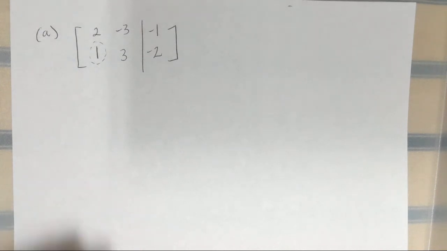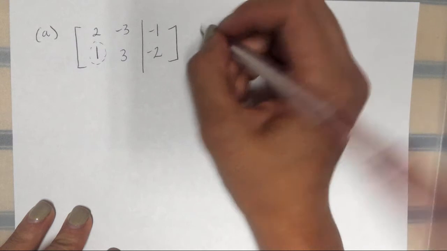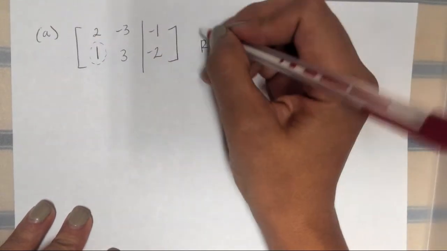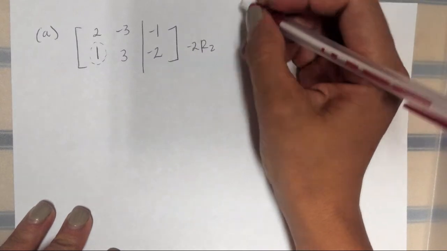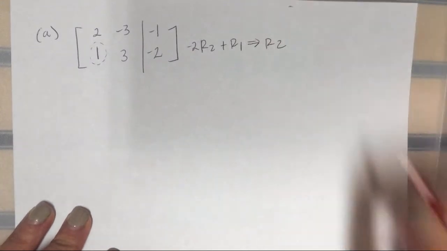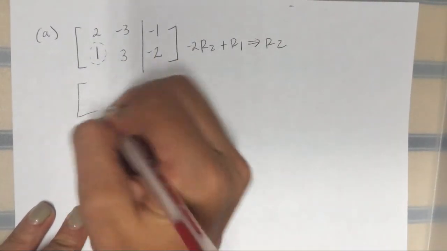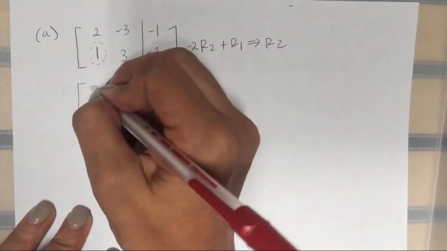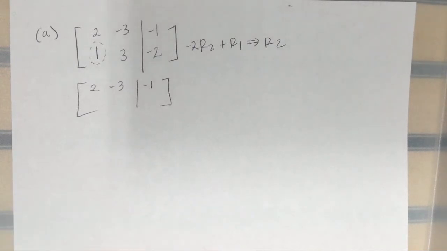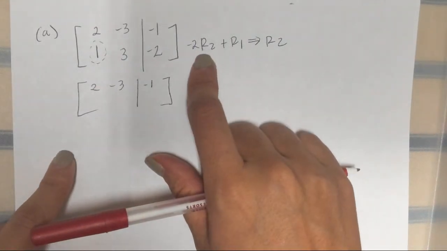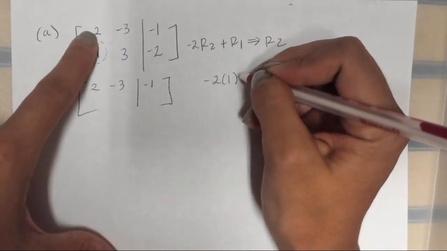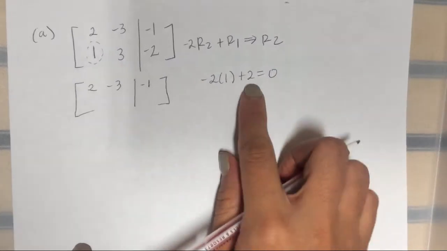So how I'm going to do this one is I'm going to multiply this second row, so row number 2, by negative 2, and then add it to row 1, and then replace row 2. So this row is what I want to change, so I'm going to rewrite row 1, because I want that guy to stay the same. And then I'm going to multiply row 2 by negative 2, right? So negative 2 times 1 plus 2 will give me 0. So this is 0.